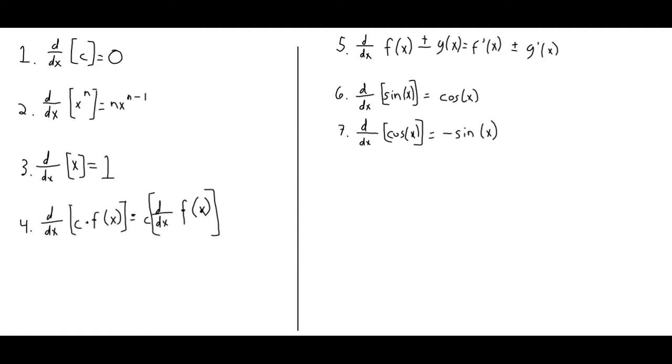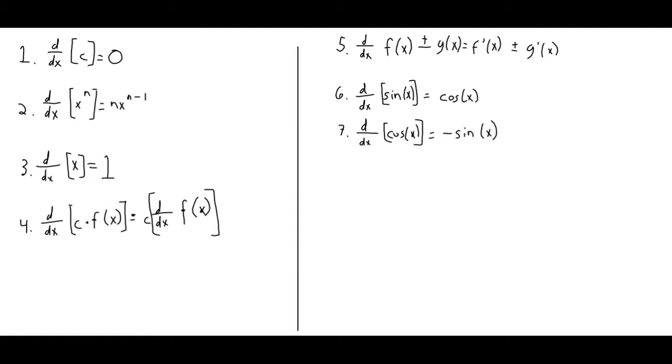Second property, this is called the power rule. You will use this one so often. The derivative of x to the n equals n times x to the n minus 1. So the derivative of x squared is 2x. The derivative of x cubed is 3x squared. And I'll show you more examples of this in a bit. But for now, just know that the power rule, x to the n equals n times x to the n minus 1. Property 3, the derivative of x equals 1.